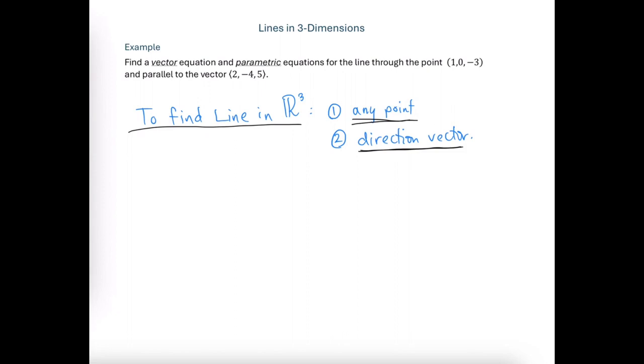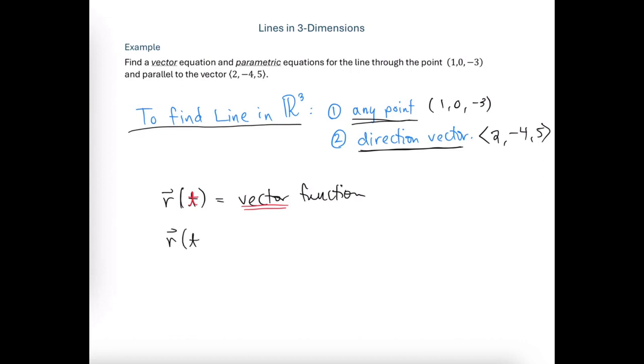Of course, the point that we have is 0, 1, -3, and the direction vector that we've been given is 2, -4, 5. And the formula that we're going to be using to determine the vector function for the equation of a line, and here is our notation, is going to have an input that is a value of the parameter, and the output is going to be a vector that points to an ordered triple that is on the line. So input a value of the parameter, output is a vector.